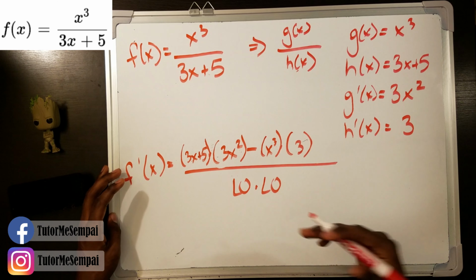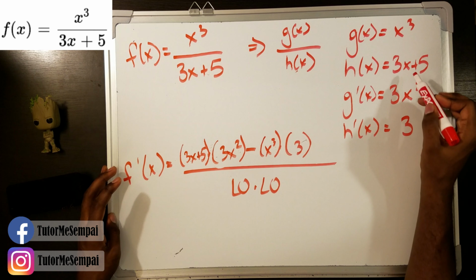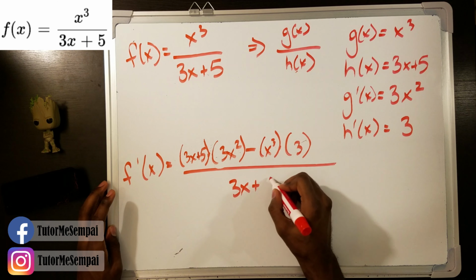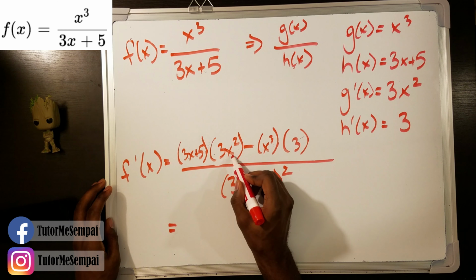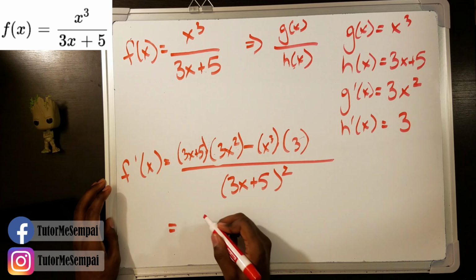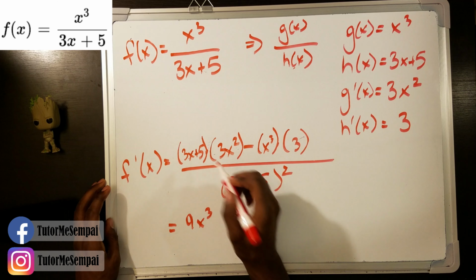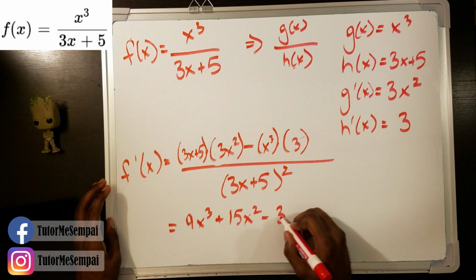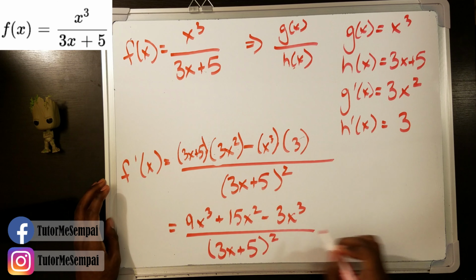All over low low. We're going to rewrite that as low squared, so we don't have to necessarily factor everything out. But our low is h of x, which is once again 3x plus 5 all squared. So when we expand this out a little bit, we have our 3x squared times 3x, which gives us a 9x cubed, plus 3x squared times 5 plus 15x squared minus a 3x cubed all over, and we'll just leave this as 3x plus 5 squared.